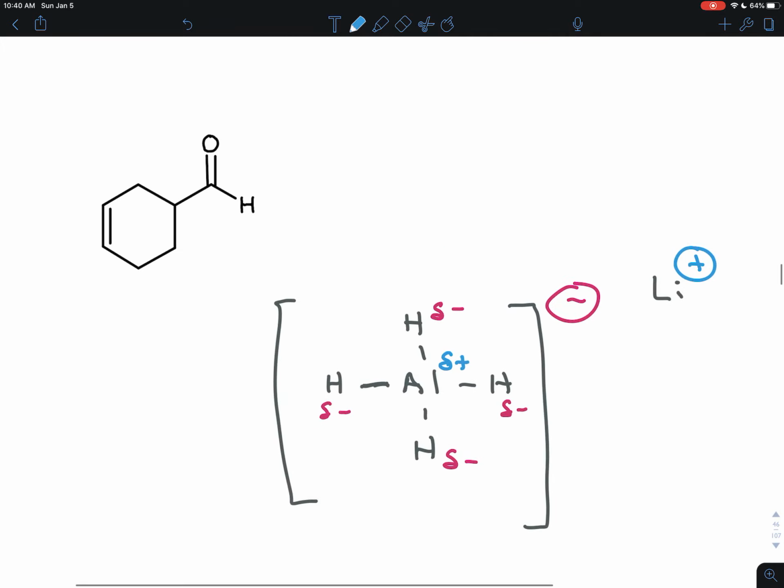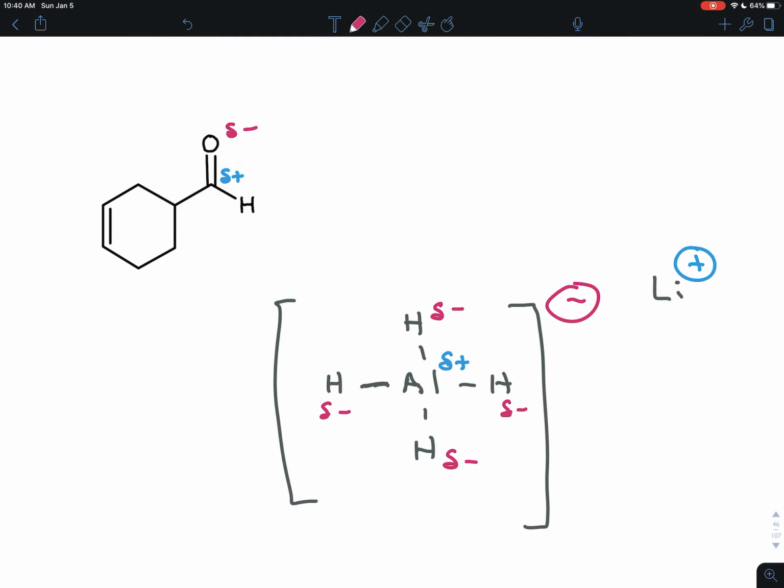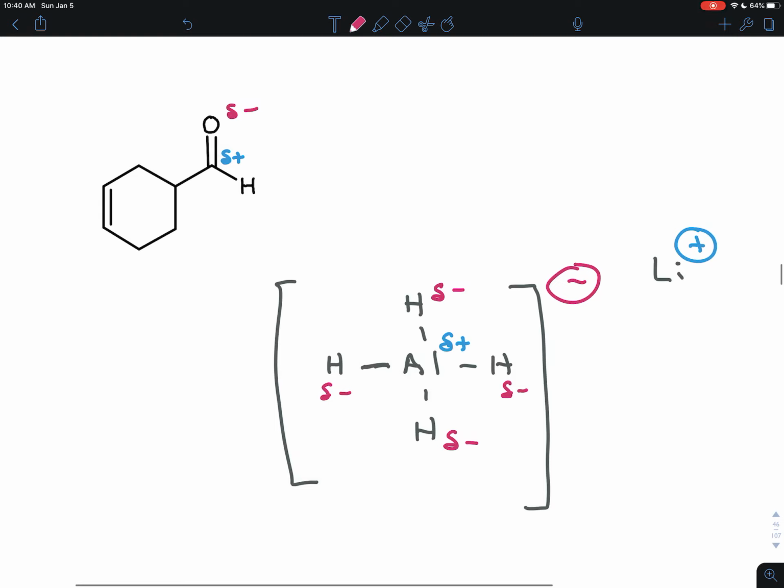Well, the carbonyl carbon is slightly positive because it's double bonded to an oxygen, which is very electronegative. So the oxygen pulls electrons to itself, becomes slightly negative, and leaves the carbon missing those electrons, and therefore slightly positive. So these hydrogen nucleophiles can swoop in. They're going to be attracted to that carbonyl carbon. And when they attack, they're going to break the weakest bond. That's the pi bond here.